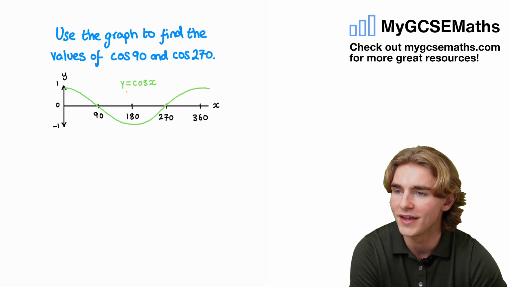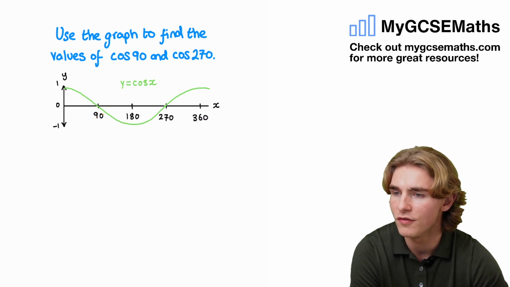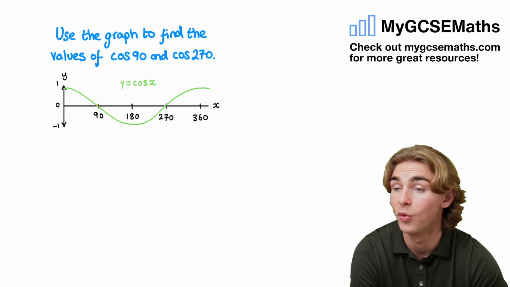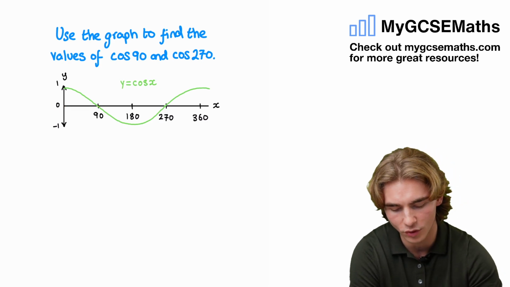The graph is for y equals cos of x. So we need to find the value of y when x is equal to 90, and the value of y when x is equal to 270. We can come over to the x-axis, come to the value of 90, and then y is equal to cos x. We need the value of y at this value of x. What is the value of y when x is equal to 90? The value of y is 0, so cos 90 is equal to 0.